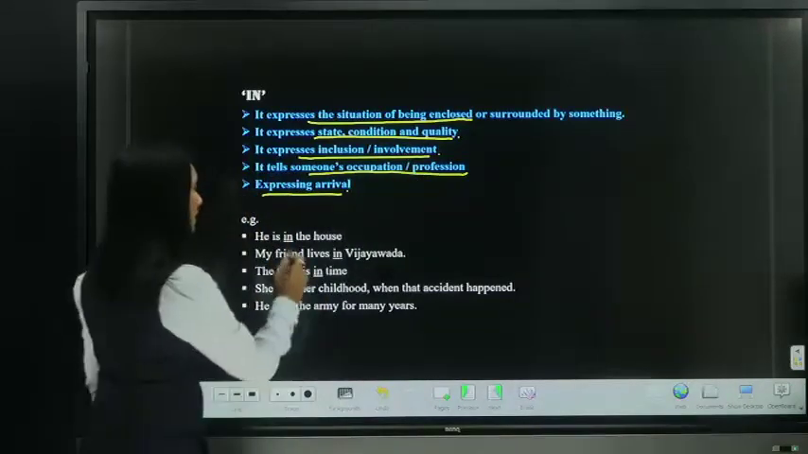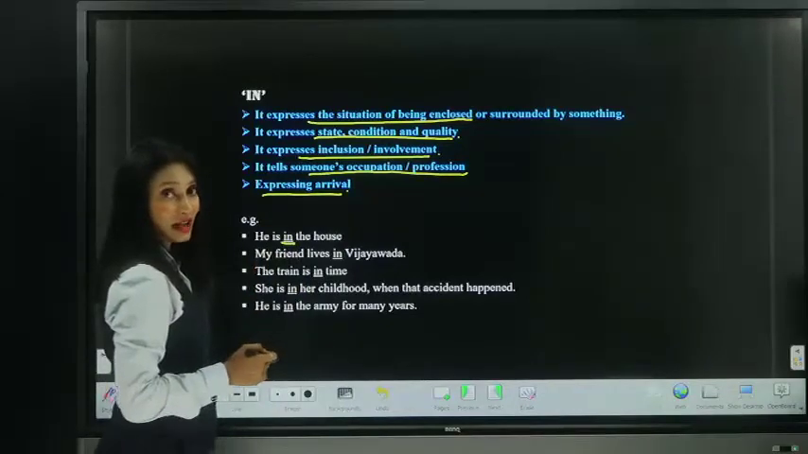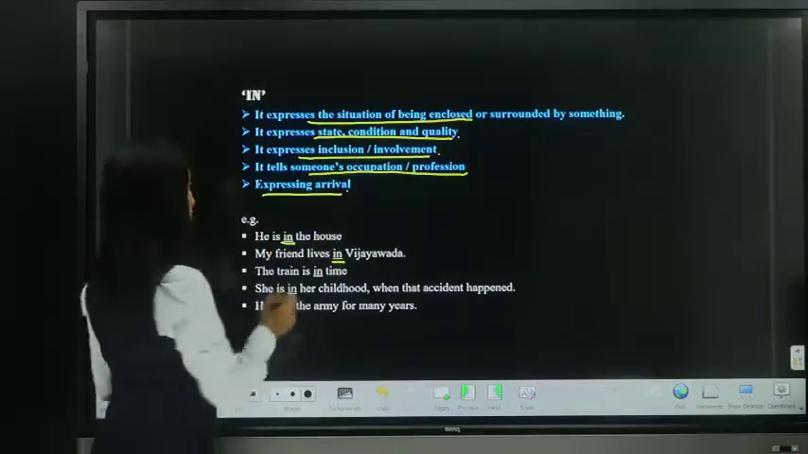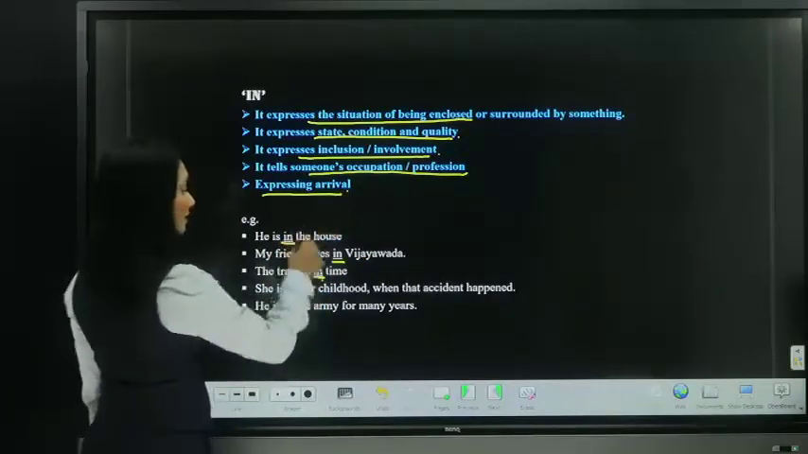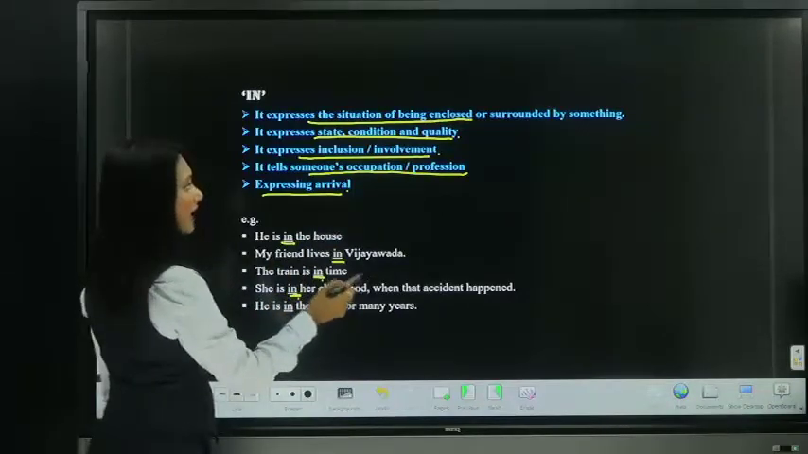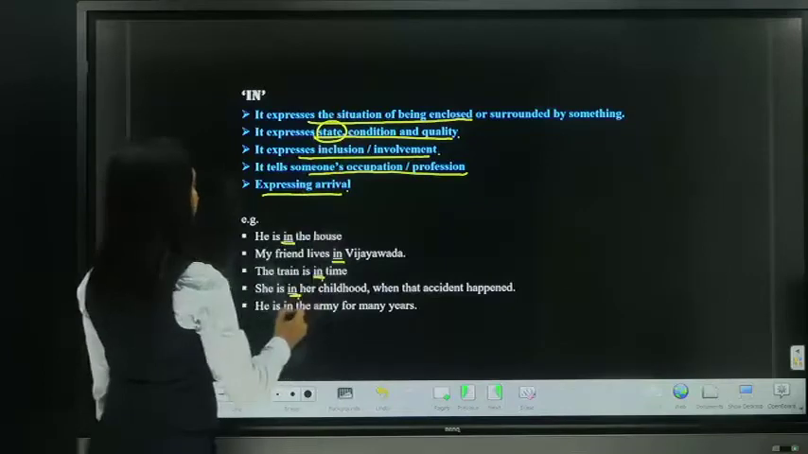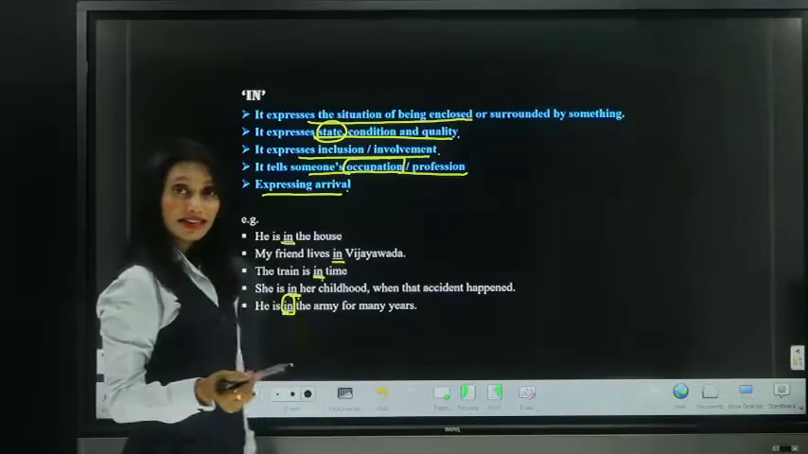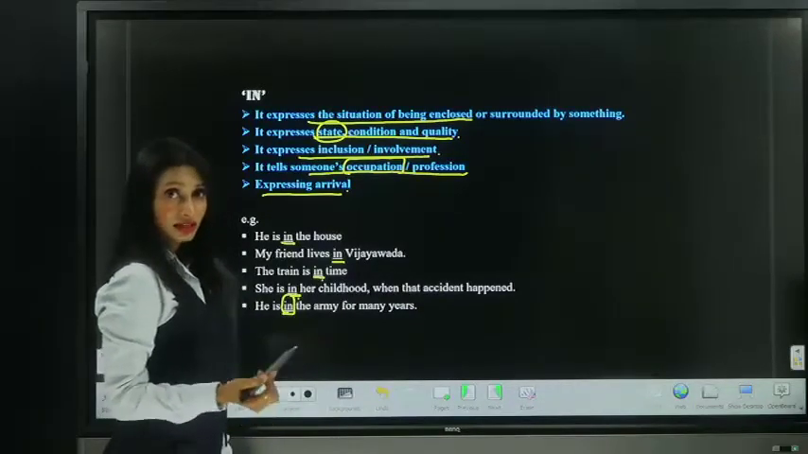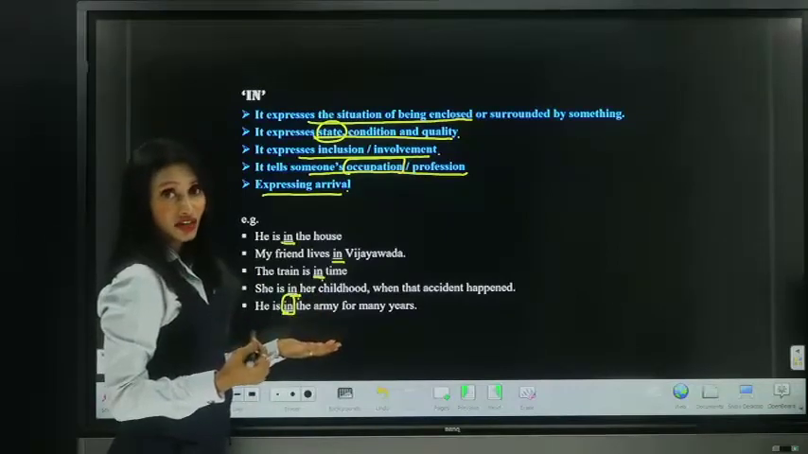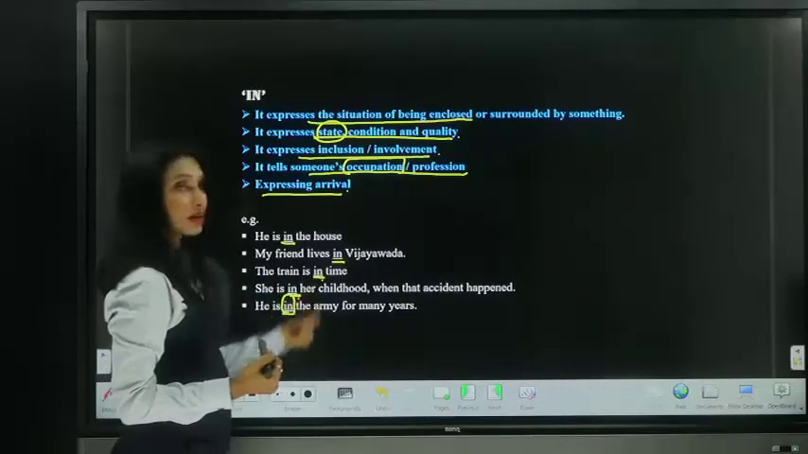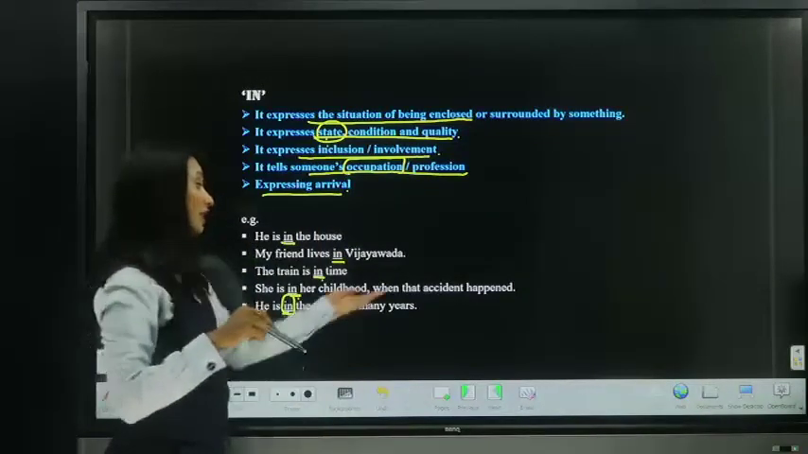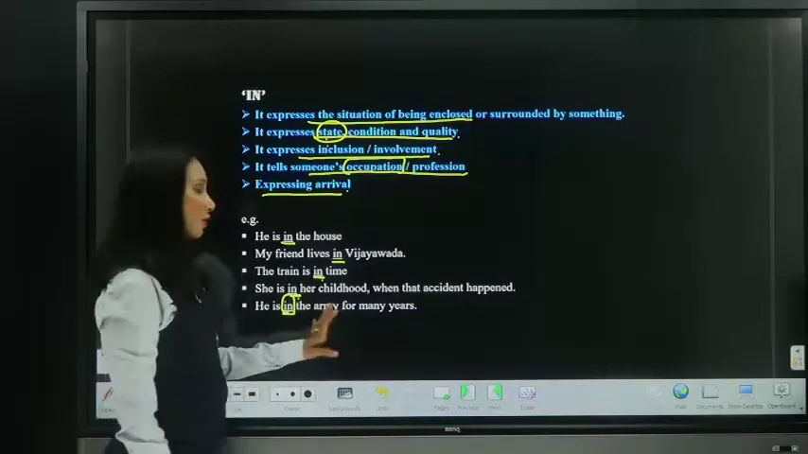Look at these examples. He is in the house, inside the house. My friend lives in Vijayawada, talking about the city. The train is in time, expresses arrival. She is in her childhood when the accident took place. The state. He is in the army for many years. Occupation. "In the army" doesn't mean inside the army. He worked there, that means his occupation as a soldier. Now, "in her childhood", not inside the childhood, but the state of being, the condition in her childhood when that accident happened. I hope it is clear.